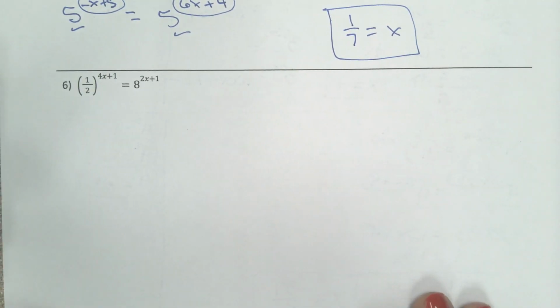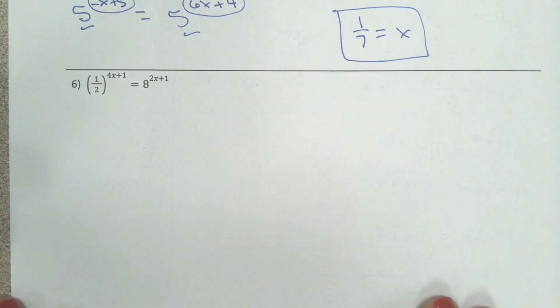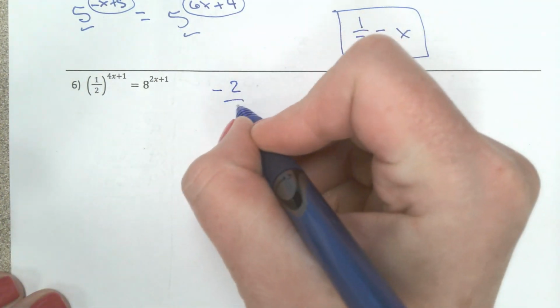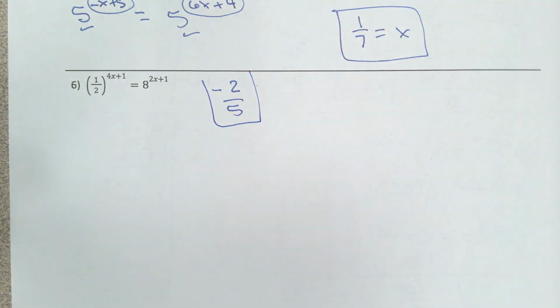Try number 6 on your own. Check my notes. If you get negative 2/5, you have done it correctly. If not, check the notes.